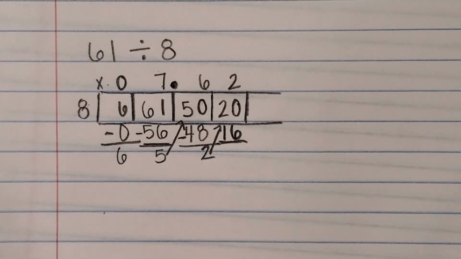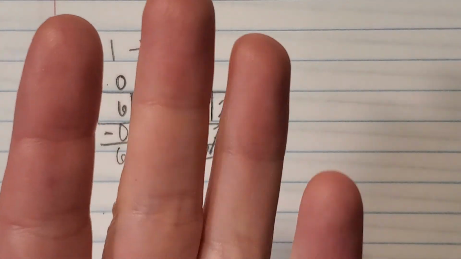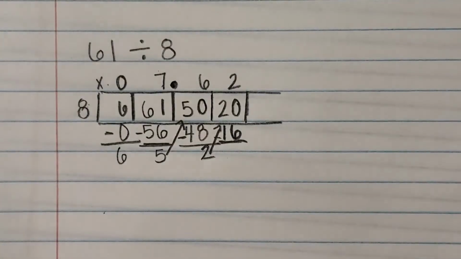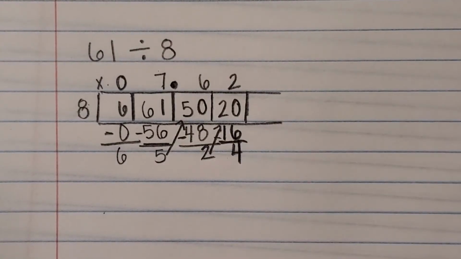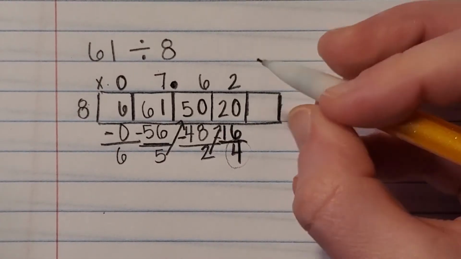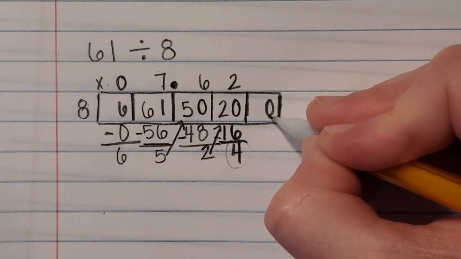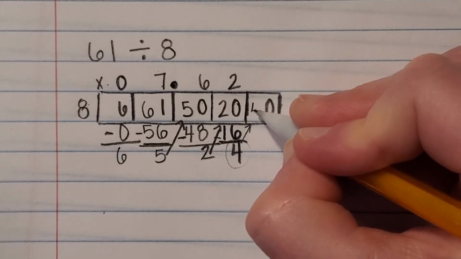Let's go ahead and count up from 16 to 20 again. 16, 17, 18, 19, 20. I got 4. Oh no, I still have a number down here that's not 0, so I need to add another box. The first number I put in the box is 0, and I go ahead and carry my 4 into it.